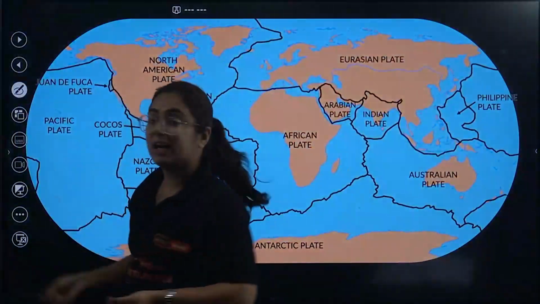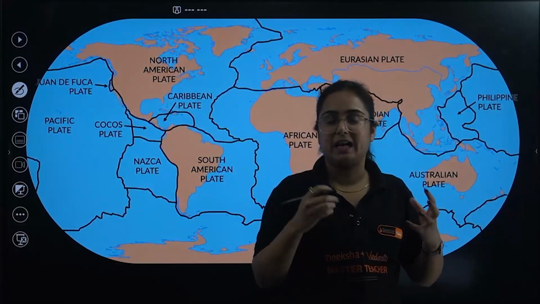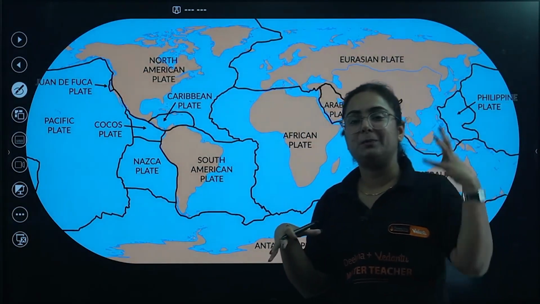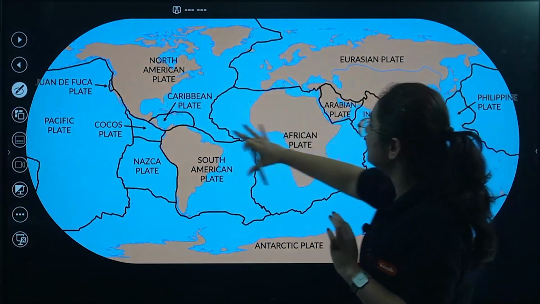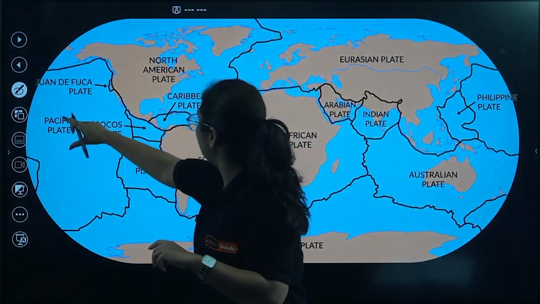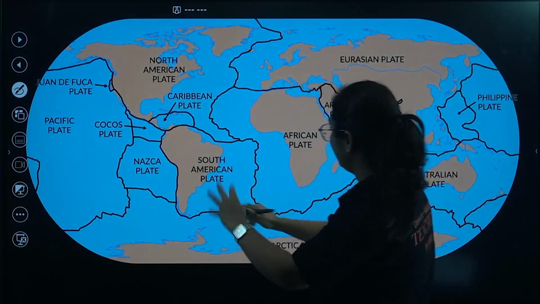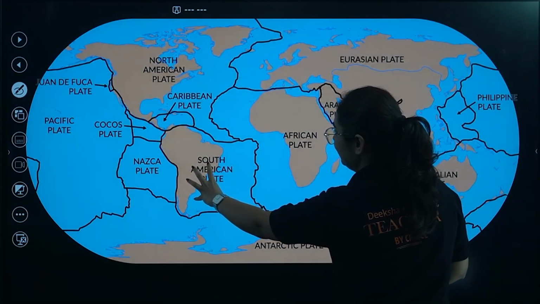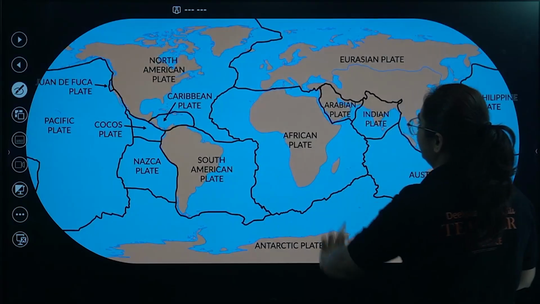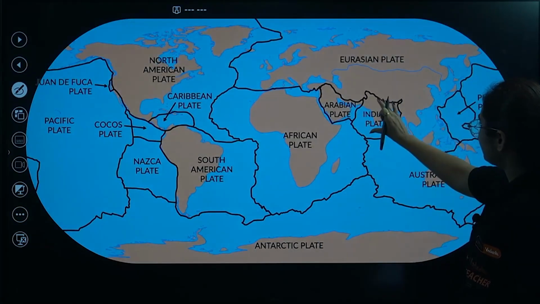And this is part of your preparation. Let's have a look. This is the look of the plates. The plates are quite visible to you. This is the Pacific plate, North American, South American. See, this is the South American plate. If you join it, it will perfectly get joined with the African plate. Okay, Arabian plate. This is the Indian plate.